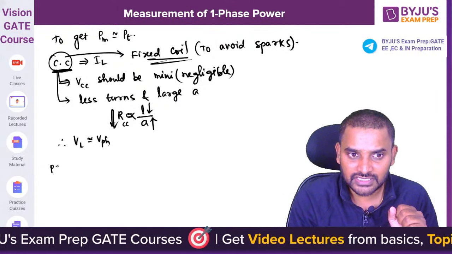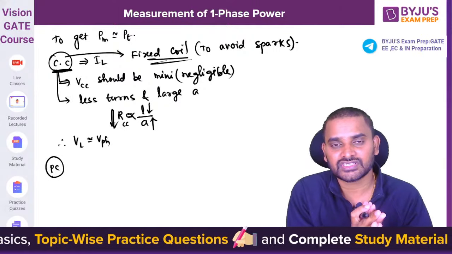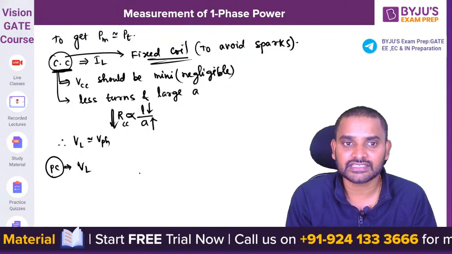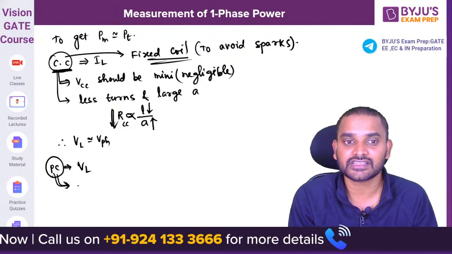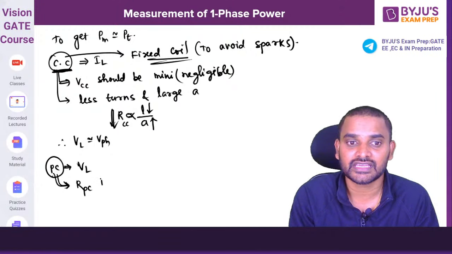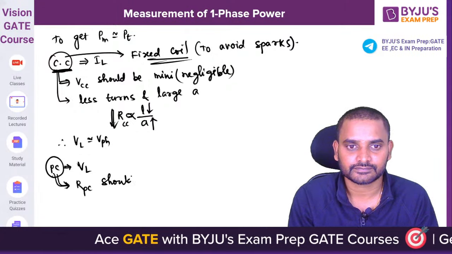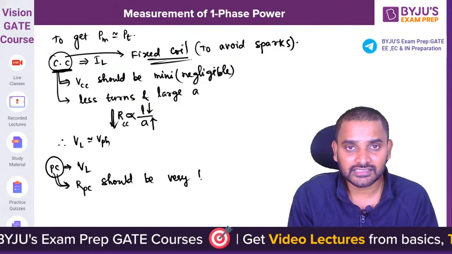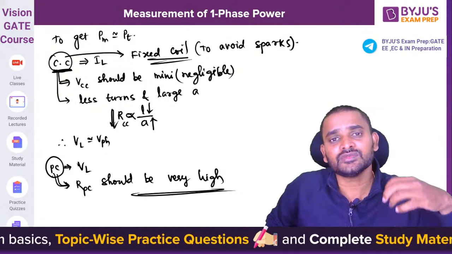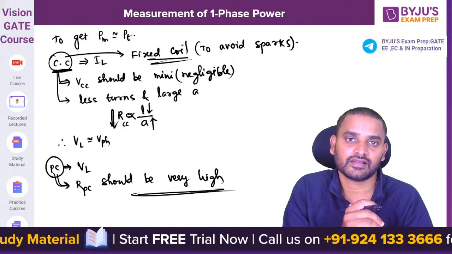Now coming to the pressure coil, pressure coil has to measure voltage only. So to get load voltage, it has to be designed with high resistive nature. Pressure coil should be designed with high resistive nature. RPC should be very high. I'll tell you what is the reason behind very high resistance. If it is highly inductive nature, it is going to measure reactive power. If it is highly resistive nature, it is going to measure active power. That's it.